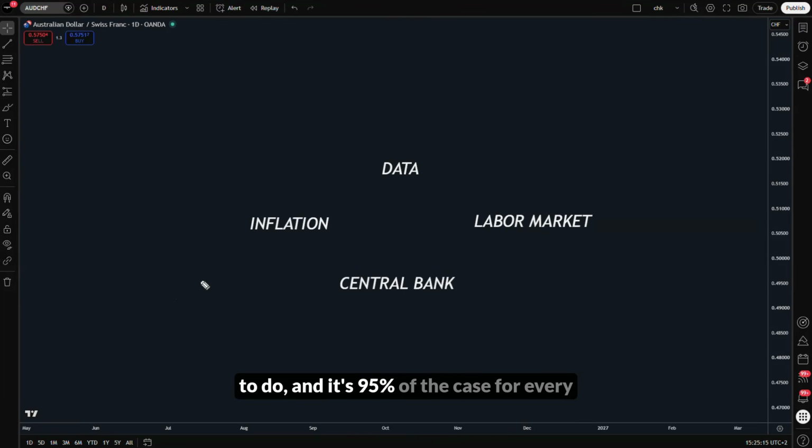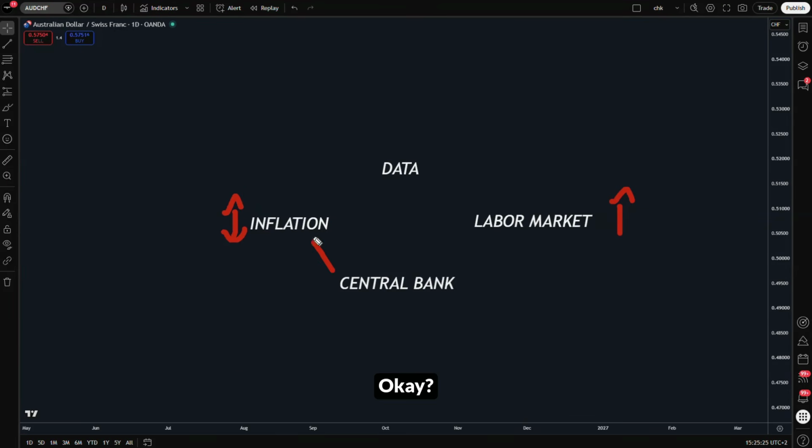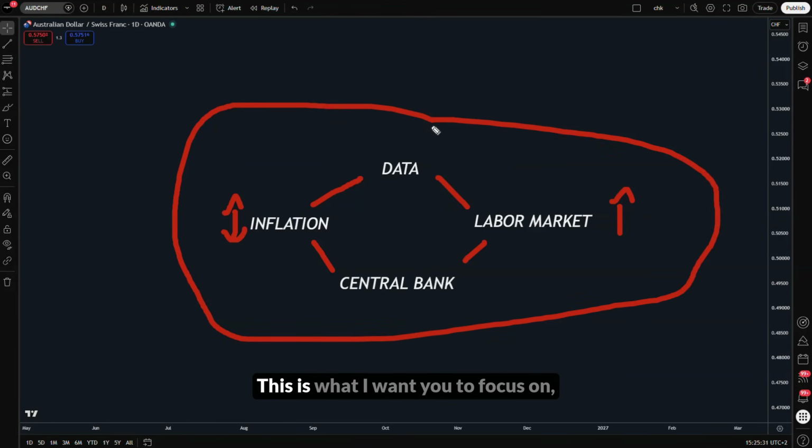And in 95% of cases for every central bank, it's keeping inflation stable, so not too low but not too high, and keeping the labor market supported, okay? This is the framework. This is fundamental analysis. This is what I want you to focus on, and this is the base, the understanding that allows us to build a framework to generate high quality trade ideas, which I'm about to show you.